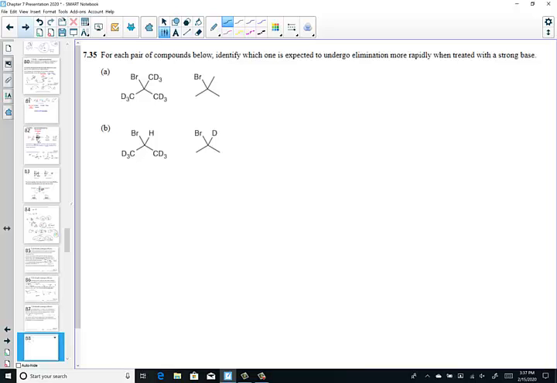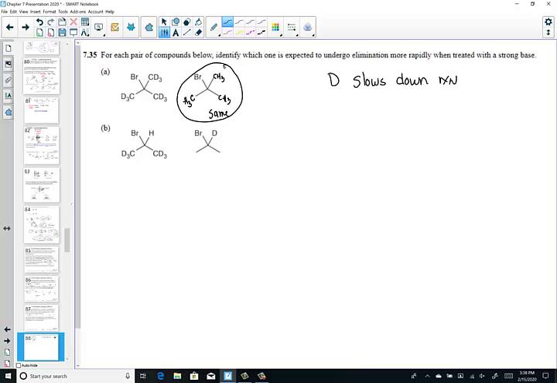So here's an example where we replace some hydrogens with deuteriums. Notice that this is just like CH3, CH3, CH3. So this is the exact same structure. It's just one has deuterium instead of hydrogens. And remember, the deuterium slows down the reaction. So which one would go more rapidly? Identify which one is expected to go under elimination more rapidly. Well, the true protons would.